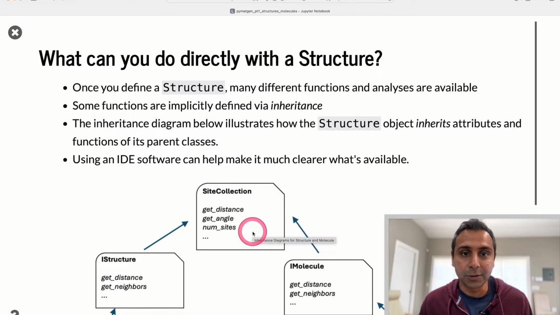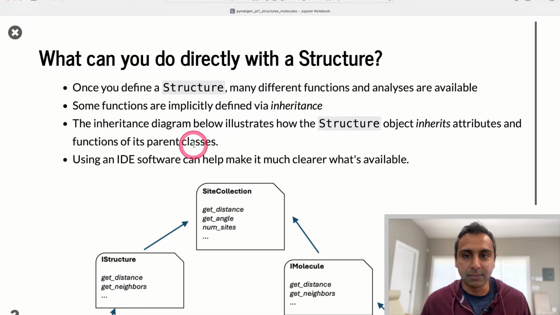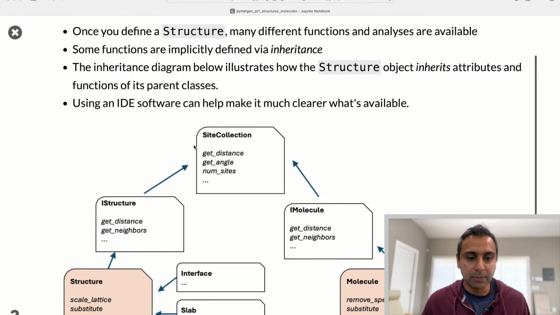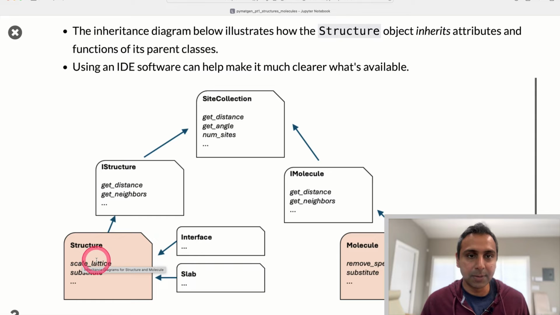Okay, so now that you have a structure, what can you do with it? Well, there's many different functions and analyses you can do with a structure, but one thing to be aware of is that a lot of these functions are defined implicitly via inheritance. So what I mean by that is if you look at the code in the structure object in pymatgen, you'll see certain methods like scale, lattice, and substitute. But there's actually a lot of other things that structure can do that's been inherited from its parent classes, like iStructure, which is an immutable structure, as well as site collection, which is a parent class of iStructure. So using an IDE software can help clarify what sorts of functions are available.